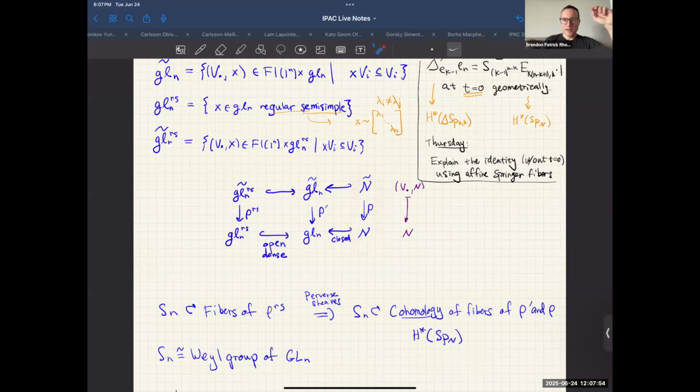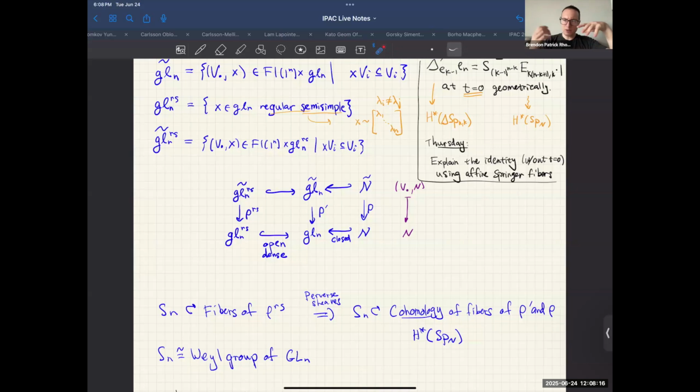Pardon me, Sean. If you look at the fibers of rho, you're getting essentially Hall-Littlewood polynomials. But if you look at this larger map, rho prime, if I take an arbitrary n by n matrix and put it in Jordan form, from that data, can you tell me the Frobenius image of the action on the fiber, or the graded Frobenius image?